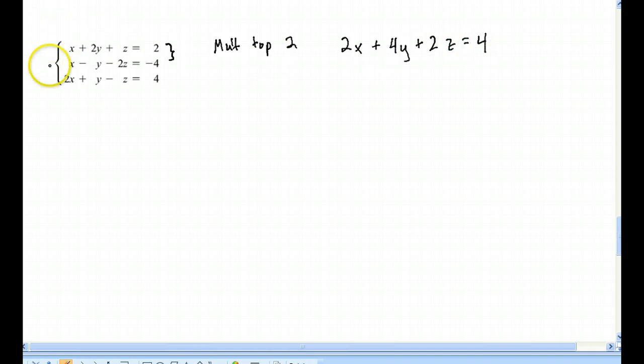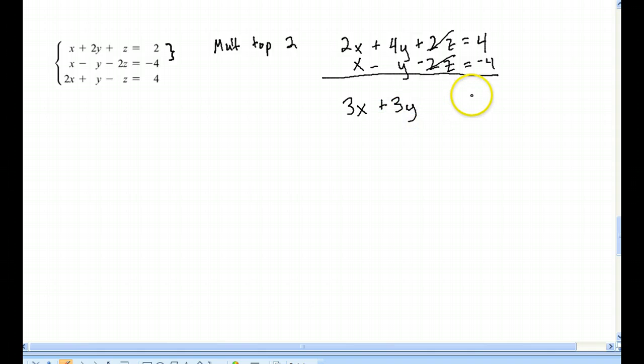Right, and then I'm going to leave the second equation how it was. So x minus y minus 2z equals negative 4. Now notice these have opposite signs, so when I add them together, those two things cancel, and I'm left with a 3x, a 3y, and then no more z's, and then these combine to 0.